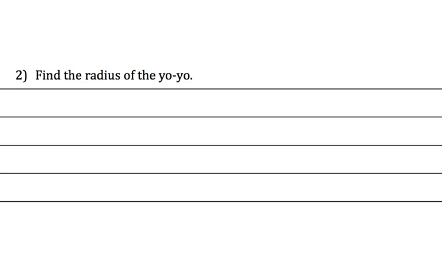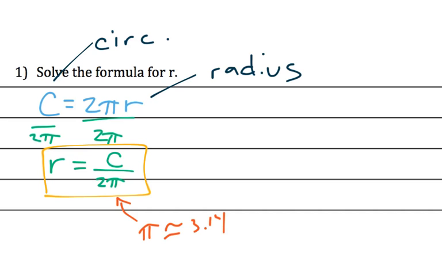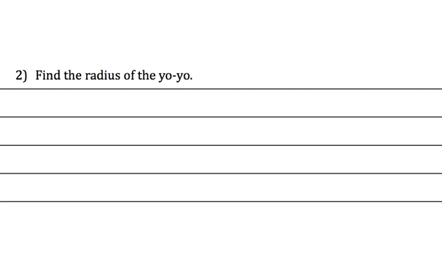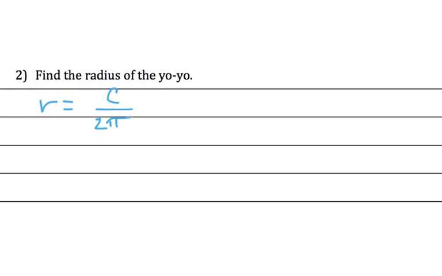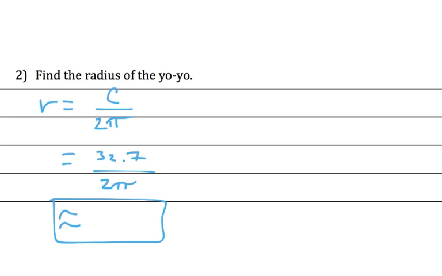Now it says find the radius of the yo-yo. Well, even though we just have r is equal to c over 2 pi, I want you to rewrite that as r is equal to c over 2 pi, so that now when we go back, we can actually reread the problem, and we find, okay, it's 32.7 feet. I'm going to write equals 32.7 feet over 2 pi. And then down here, instead of writing equals, I'm going to use an approximate symbol, and we will not leave our answer in terms of pi for this one.